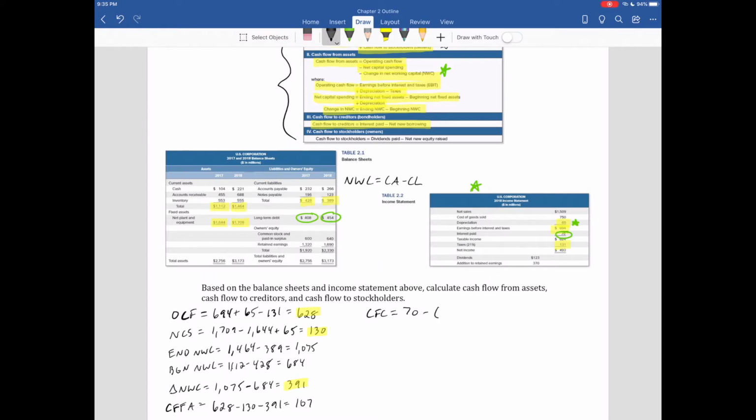So it would be ending long-term debt, 454, minus beginning long-term debt of 408. And what you can see here is that they actually borrowed an additional $46 from creditors. So they paid out 70, but borrowed 46 more, so their net cash flow to creditors is $24. Overall, they paid out a total of $24 to creditors, even though their interest amount was 70.